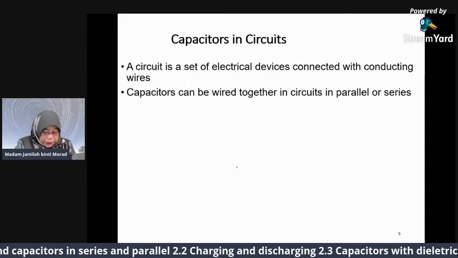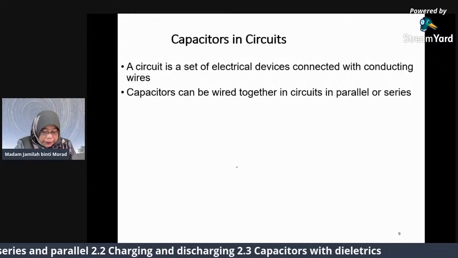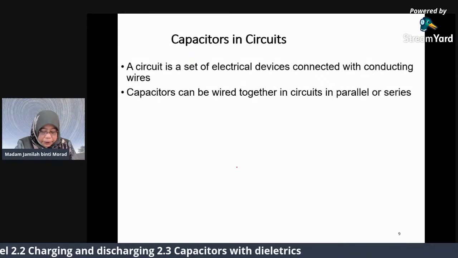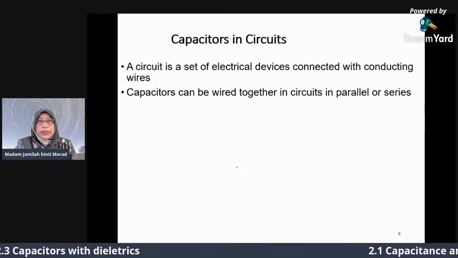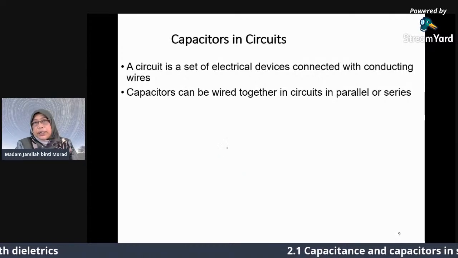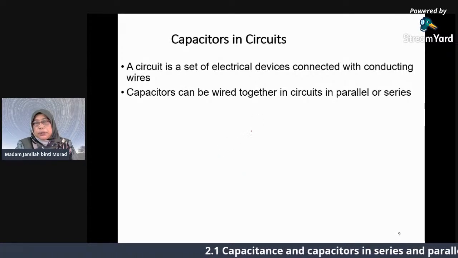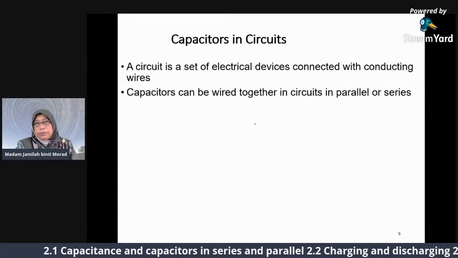Then we come to the second objective, which is to determine the effective capacitance of capacitors in series and in parallel. So when we wire capacitors in a circuit, we need to identify whether we wire them in series or in parallel.